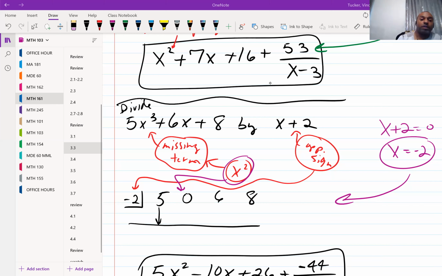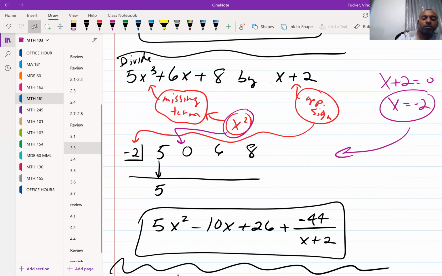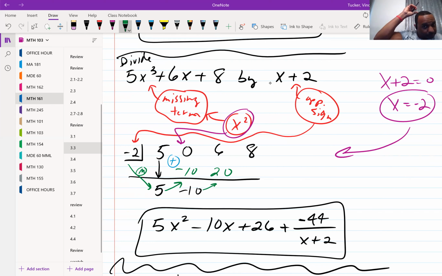So now we follow the long division process. First step is to bring down 5. All right. Now, -2 multiplied to the 5 is going to give me a -10. Add those together. So that's 0 plus -10, which is just -10. -2 times -10 is +20. Add those together. 6 plus 20 is 26.